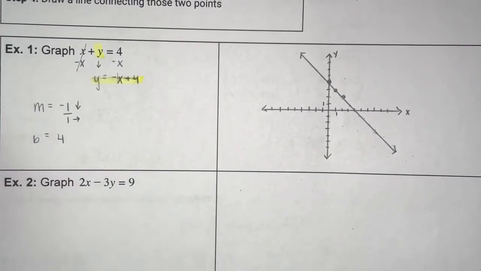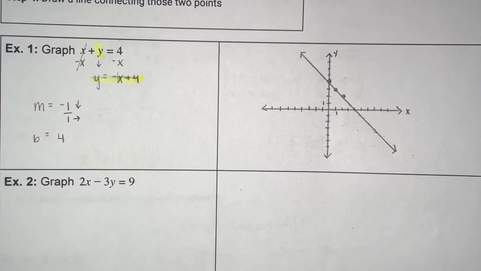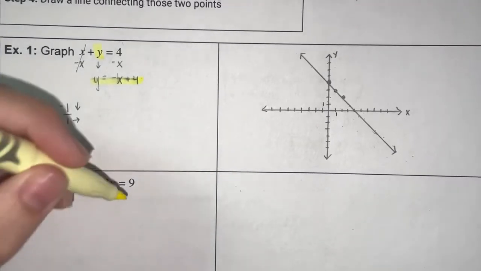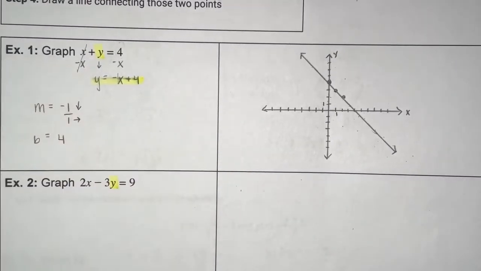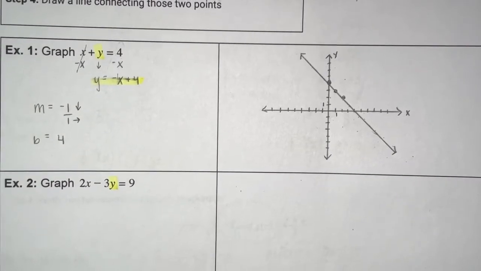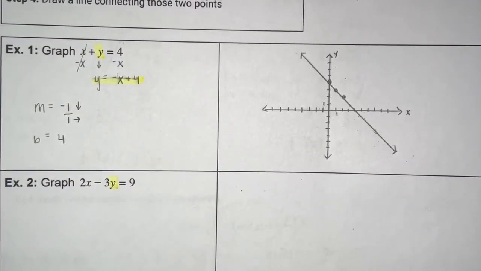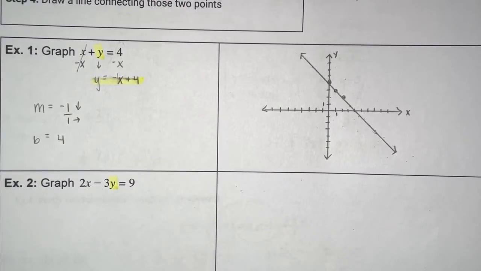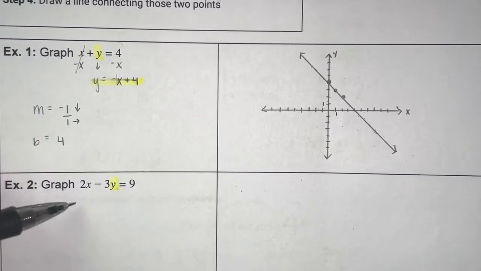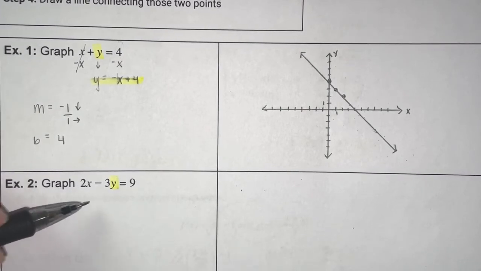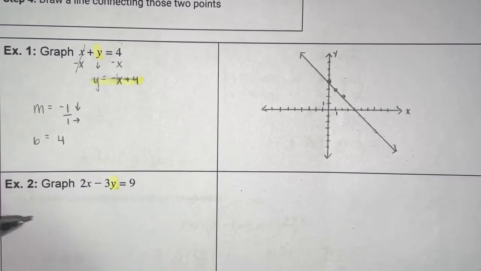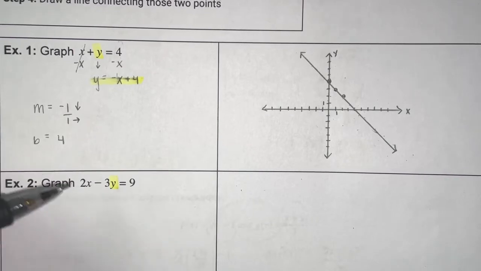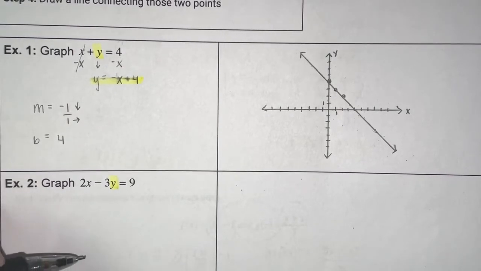And then for example 2, graph 2x minus 3y equals 9. So for now, this is definitely not in y equals mx plus b form, so I need to get y by itself. So remember that when we're getting y by itself, we follow those same operations as when we're solving. So I can undo this positive 2x first, and then I can divide by negative 3. So I need to move the 2x over first by subtracting it, then I can divide.